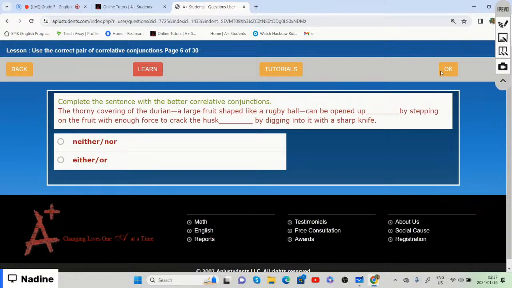All right. So the thorny covering of the durian, a large fruit shaped like a rugby ball, can be opened up either by stepping on the fruit with enough force to crack the husk, or by digging into it with a sharp knife.